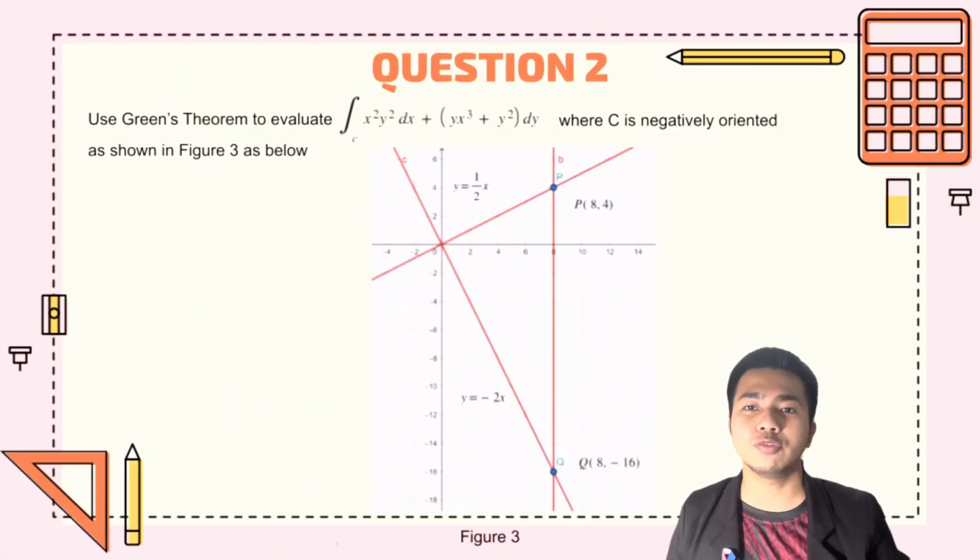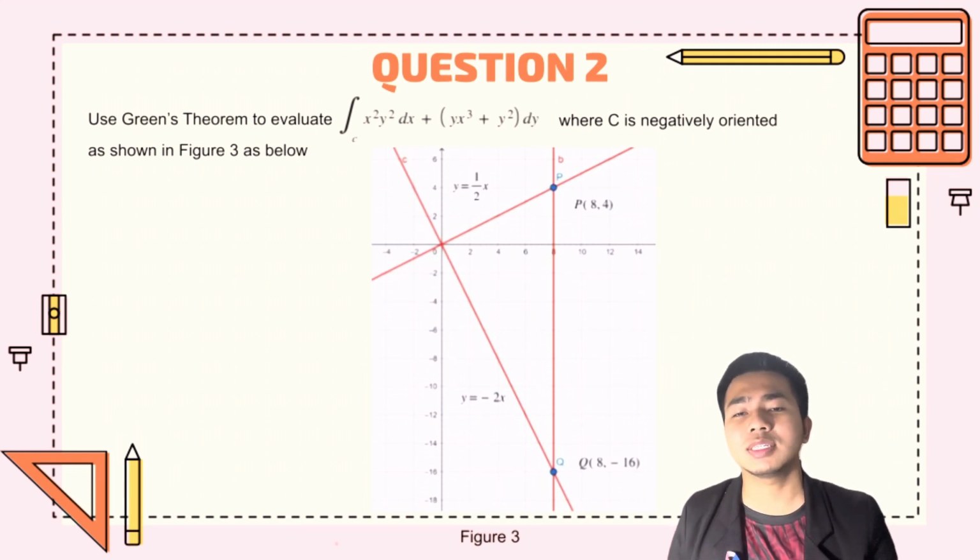So next we move to the second question. The question is use Green's theorem to evaluate the integration of x square y square dx plus with the bracket of yx cube plus y square dy, where C is negatively oriented as shown in the figure 3 as below.